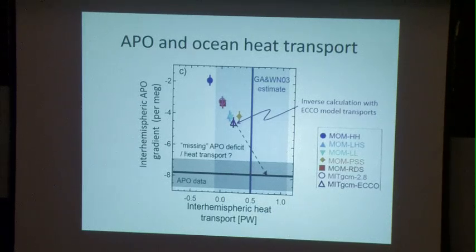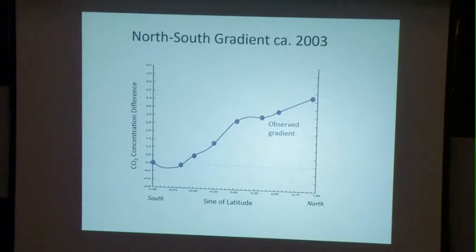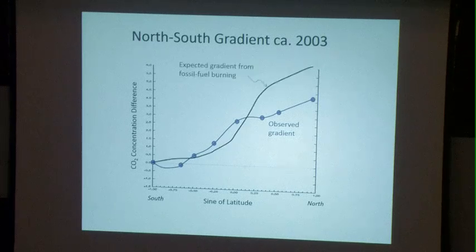So what does this relate to? I realize I'm about out of time, but I'm almost there. This relates to the story of the northern terrestrial carbon sink and the interhemispheric gradient. So let's go back to this slide. Okay, this is the excess CO2 in the northern hemisphere. This is the observed gradient. And here's the gradient you expect from fossil fuel burning.